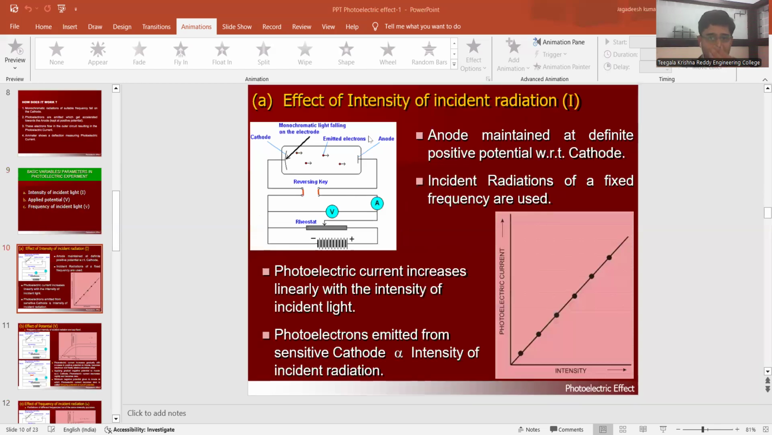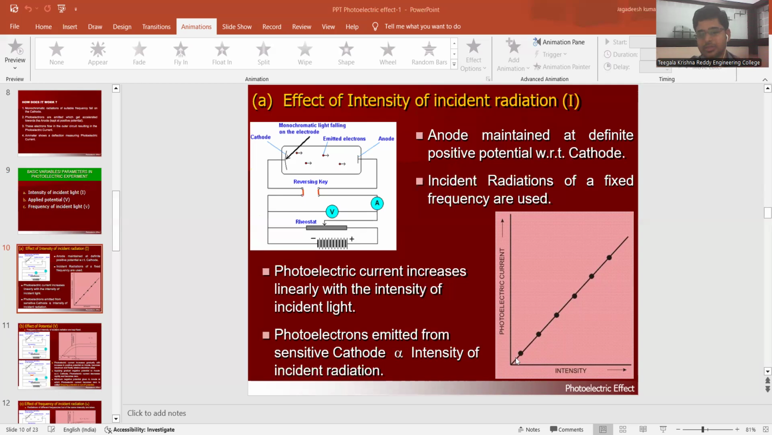First of all, the effect of the intensity of incident radiation. The anode is maintained at a definite positive potential with respect to the cathode. The incident radiation has a fixed frequency. The photoelectric current increases linearly with the intensity of incident light. When light of minimum intensity is incident on the metal, the current passing through the circuit is minimum.